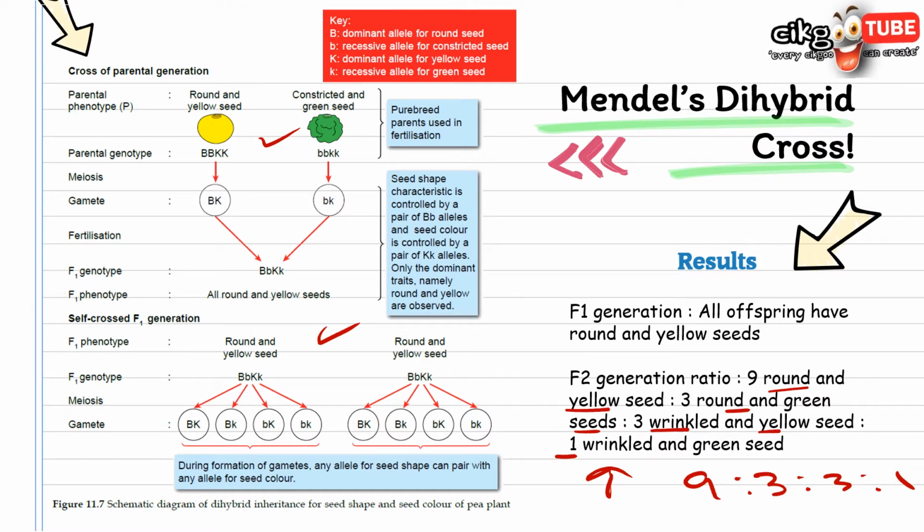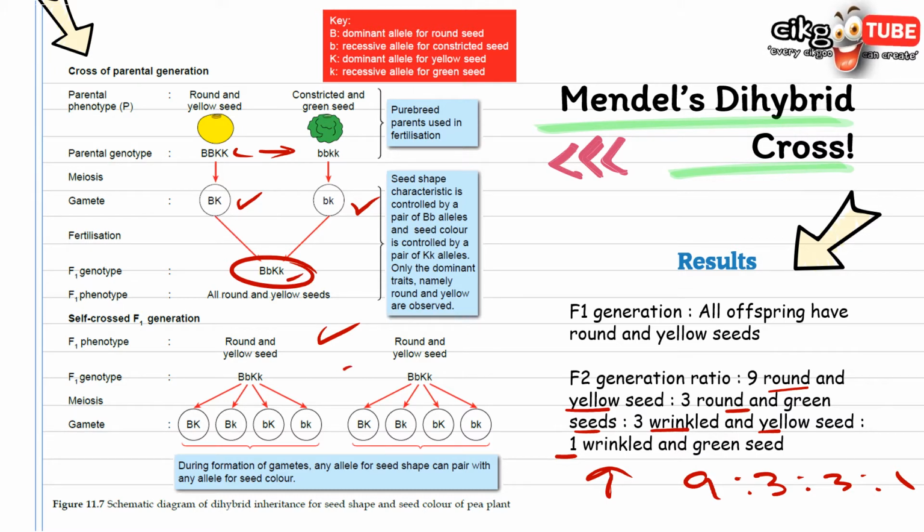So how do we get that? I repeat again. Here we have the purebred dominant and recessive. We take out the gametes after they undergo meiosis. Both characteristics have to be shown in the gamete. So capital B is for round seed, and capital K here will be for yellow seed. Here small b will be for constricted seed, and small k will be for green seed. When we fertilize them, random fertilization happens, so we get round and also yellow seed.